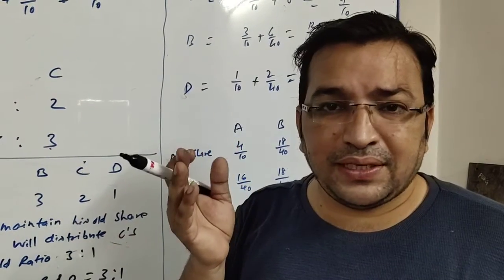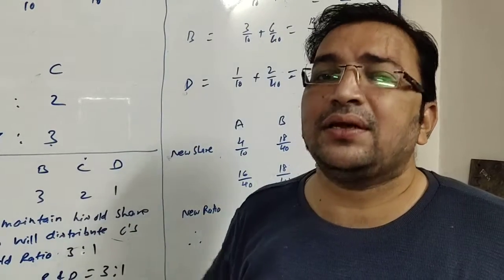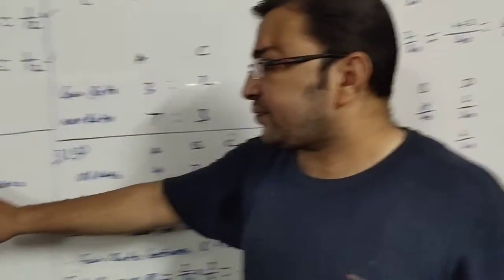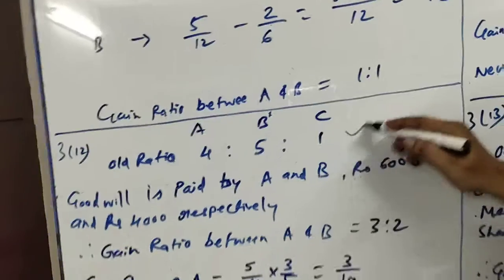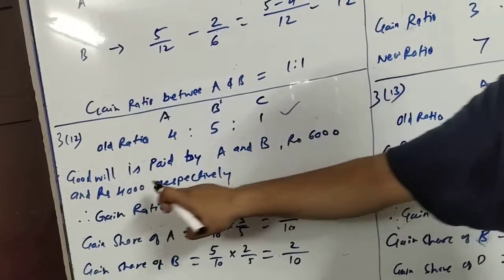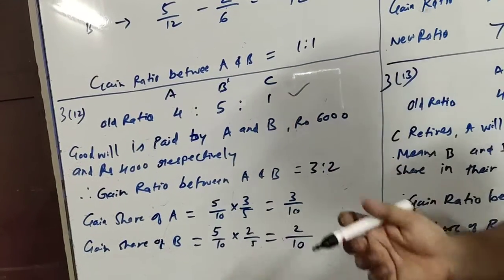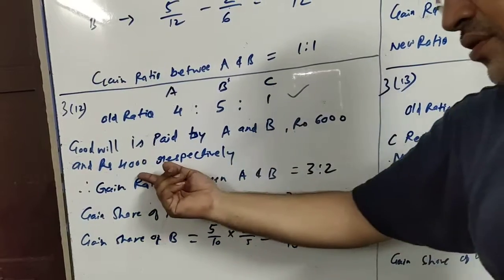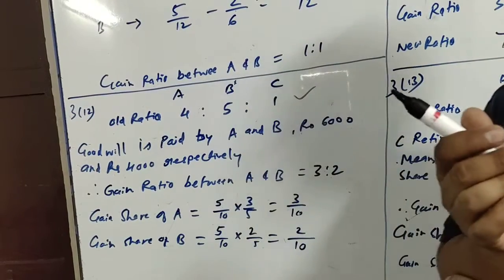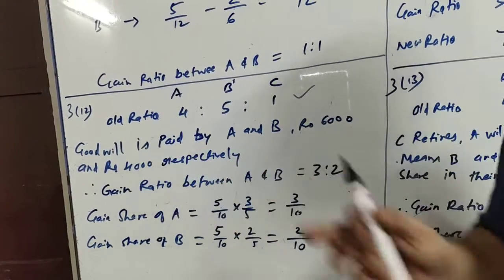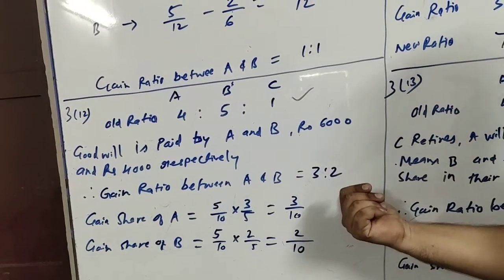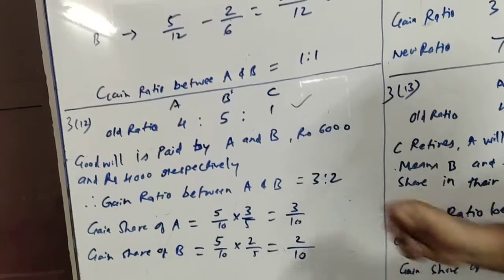Now the sum is very simple. Old ratio is there with us, gain ratio is there with us. We will apply the formula and find the answer. First of all, A, B, C, their old share ratio is 4:5:1. Goodwill is paid by A and C, rupees 6,000 and 4,000 respectively. Again I tell you, 6,000 and 4,000 is debited to their capital accounts. That means they are paying rupees 6,000 and 4,000 for goodwill. That means their gain ratio is 6,000:4,000. Now 6,000:4,000 we shorten, so it will come 3:2. So the gain ratio between A and C is 3:2.